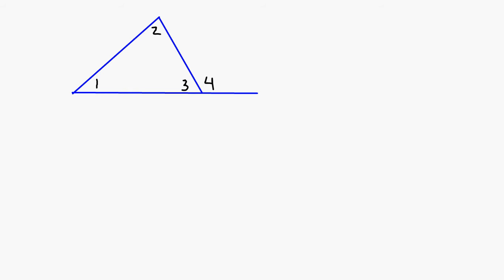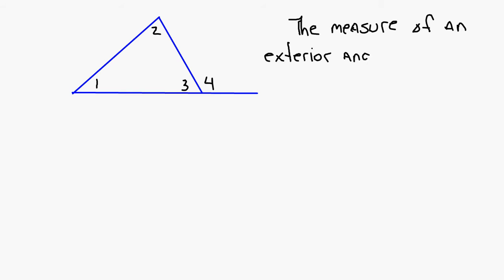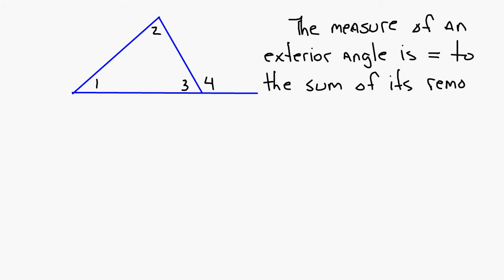Now there's a theorem there, the exterior angle theorem. It says that the measure of an exterior angle is equal to the sum of its remote interior angles.